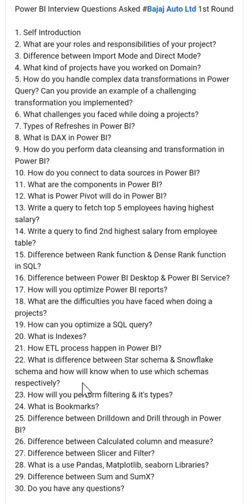The star schema is used when there are very simple types of tables present, and the snowflake schema is used when complexity comes in, and a lot of dimension tables are connected to other dimension tables. You can tell them about this. And next question is 23: how will you perform filtering, and what are its types? 24 is also a very common question: what are bookmarks? You can tell about the approach, how and where we can start, and what is the purpose behind using bookmarks.